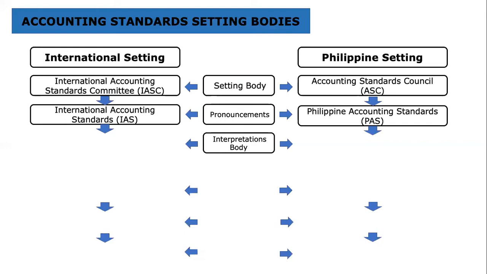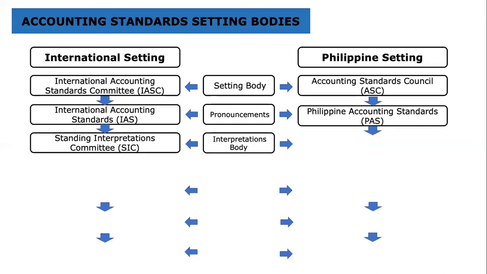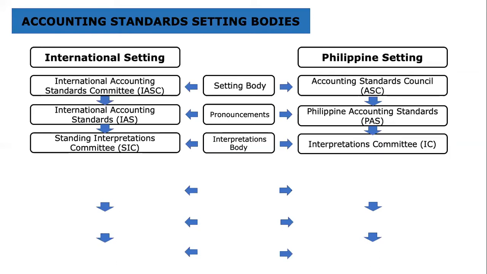Okay, for uniformity. Okay, so under the International Accounting Standards Committee, they created the Standing Interpretations Committee. So sila yung gumagawa ng interpretations for those standards, for those IAS na hindi clear. 'Di ba? May mga provisions na hindi clear sa standards. So sila yung gumagawa ng interpretations para maging uniform yung application. While in the Philippines, yung interpretations body created by Accounting Standards Council is the Interpretations Committee. So, yung Interpretations Committee, sila yung gumagawa ng mga interpretations ng PAS.